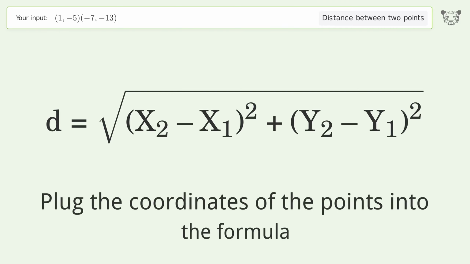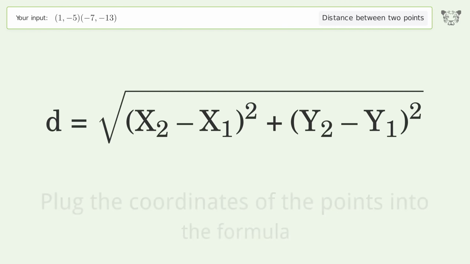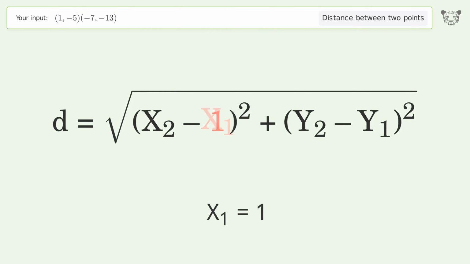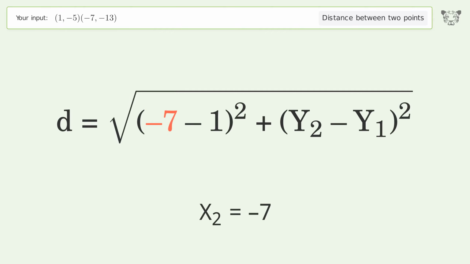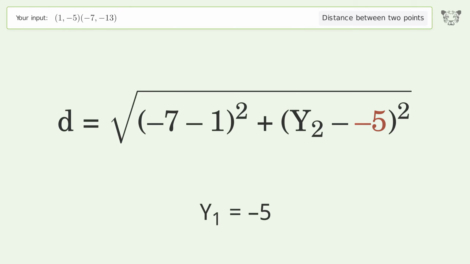Plug the coordinates of the points into the formula. x1 equals 1. x2 equals -7. y1 equals -5. y2 equals -13.